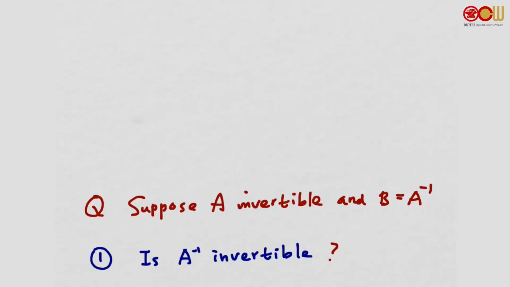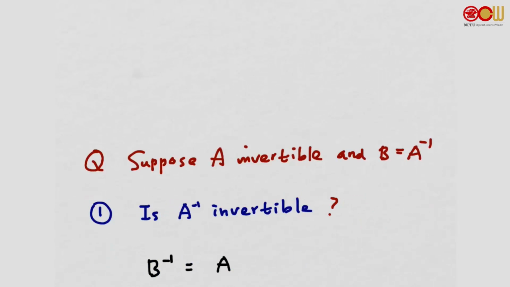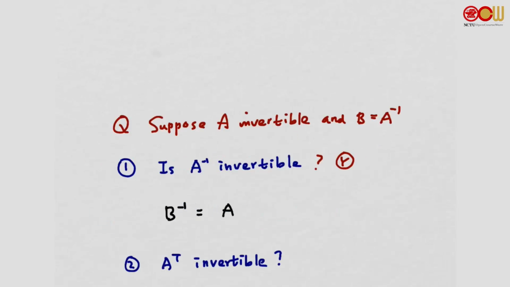What do you think about this? It's indeed invertible, isn't it? And the inverse of B is equal to A. How about A transpose? If A is invertible, does it imply that A transpose is invertible?